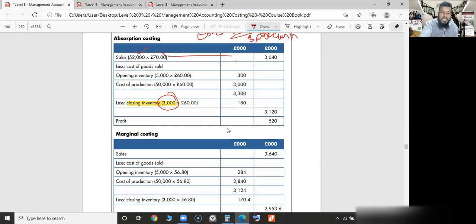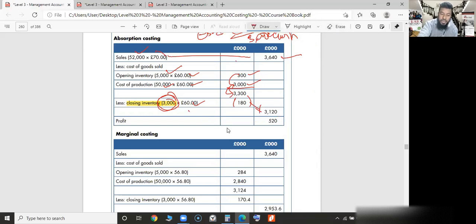52,000 items at the rate of 70. This is the selling price. Opening inventory this month is 5,000 at the rate of 60, so you get a figure. Cost of production is 50,000 at 60, and you get a figure. 300 and 3,000 added together gives you 3,300, doesn't it? Then closing inventory is 3,000, which you worked out at the rate of 60. Take that away from the 3,300 and you get your cost of goods sold.